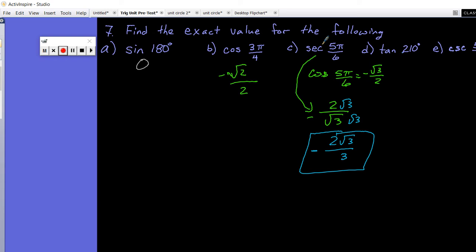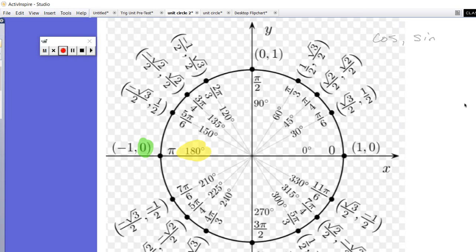All right, tangent of 210. Remember, tangent is y over x, or sine over cosine. So I go to my unit circle. I'm looking for 210 degrees, sine and cosine. So 210 degrees, there it is. So sine is negative 1/2. Cosine is negative square root of 3 over 2. So negative 1/2.